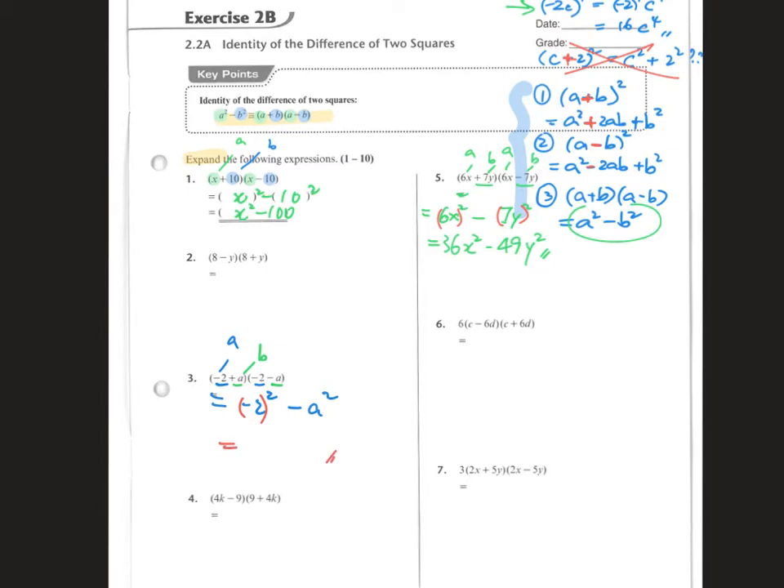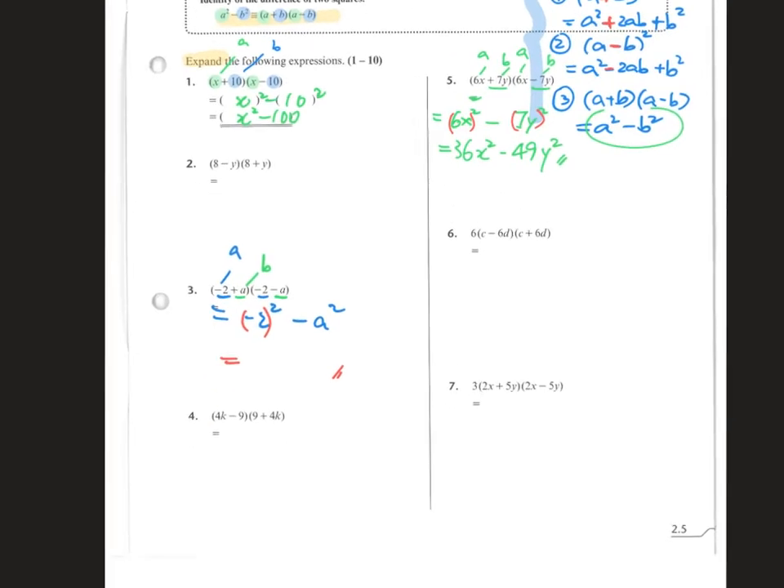The other situation is like in number 4, because it's not put in proper order. Can you see it? 4k minus 9, 9 minus 4k, so it's in the wrong order. So you have to judge which one is a and which one is b. There is plus 4k and plus 4k, so I choose to have 4k in the front. And then next, you have minus 9 and plus 9 accordingly in two brackets. So you have (4k) squared minus 9 squared, and you get the answer by yourselves.